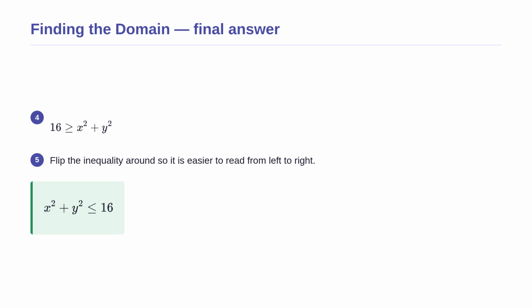Continuing our rearrangement, we get 16 is greater than or equal to x squared plus y squared. Flipping it around makes it easier to read from left to right. X squared plus y squared is less than or equal to 16. In geometry, x squared plus y squared equals 16 represents a circle centered at the origin with a radius of 4. Because of the less than or equal to sign, our domain includes all points exactly on that circle and all points inside it. This is our final valid input region.